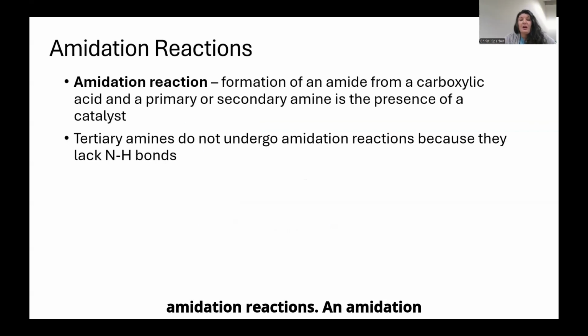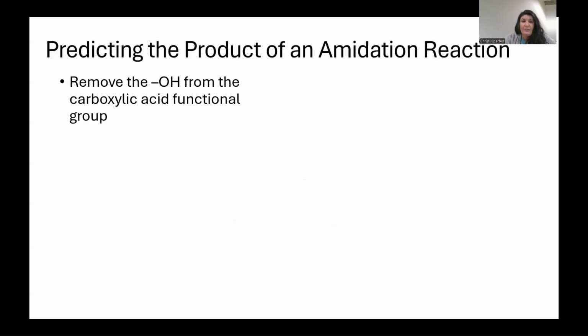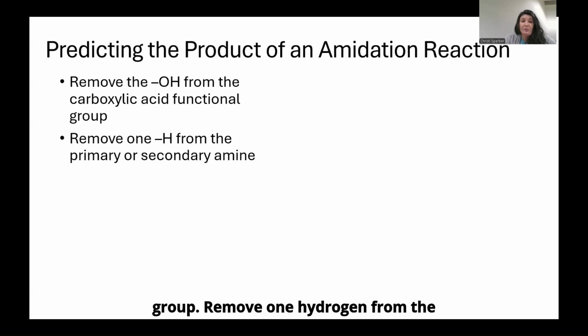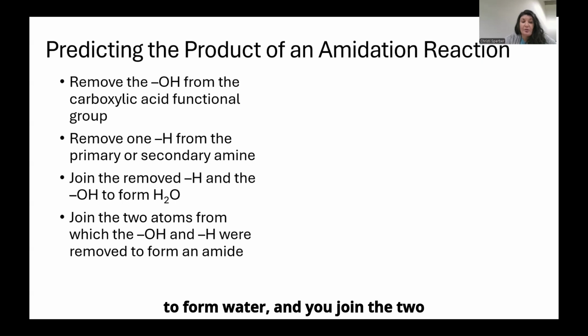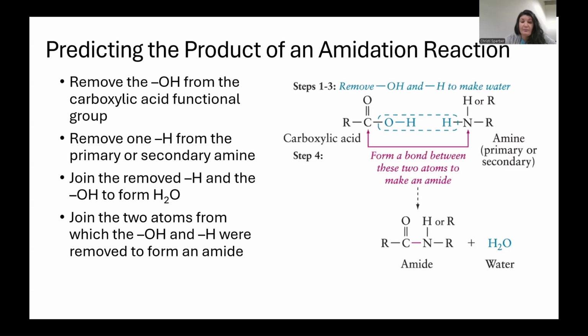Amidation reactions. An amidation reaction is the formation of an amide from a carboxylic acid and a primary or secondary amine in the presence of a catalyst. Tertiary amines do not undergo amidation reactions because they lack nitrogen-hydrogen bonds. To predict the product of an amidation reaction, you first remove the hydroxyl group from the carboxylic acid functional group. Remove one hydrogen from the primary or secondary amine. You join the removed hydrogen and the hydroxyl group to form water, and you join the two atoms from which the hydroxyl group and hydrogen were removed to form the amide.